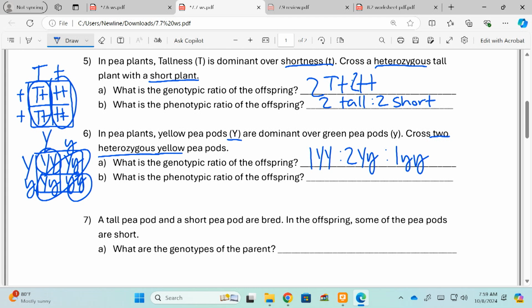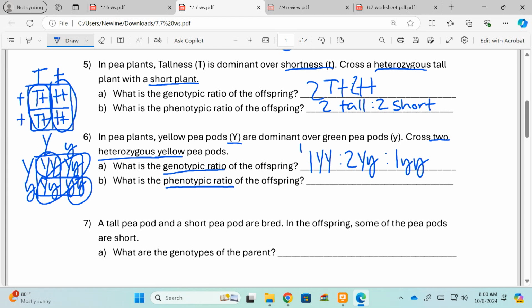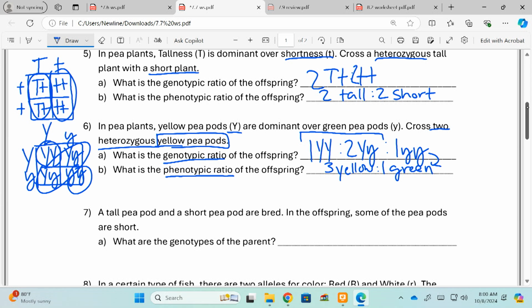Well, notice that for this one, this says genotypic ratio, this is phenotypic ratio. They're not going to be the exact same, because what I need you all to remember is that both of these are going to show that yellow pea pod, okay? So this is going to be a little bit different. The phenotypic ratio is we actually have 3 yellow to 1 green, okay? Because only this individual shows that recessive trait, okay? Great, let's keep it going.